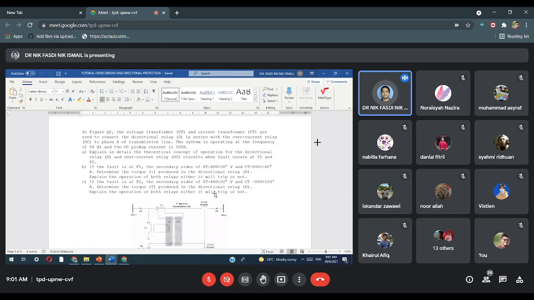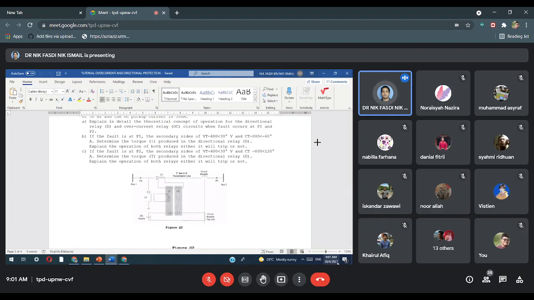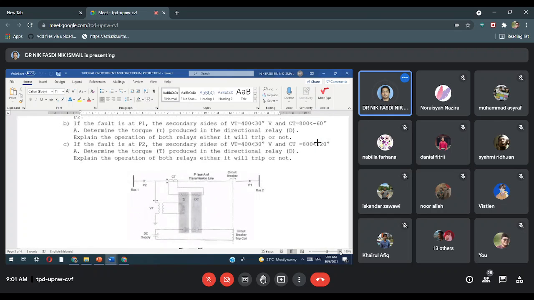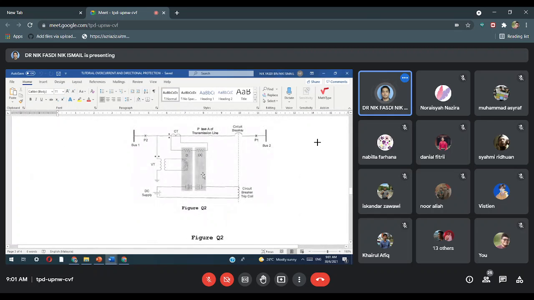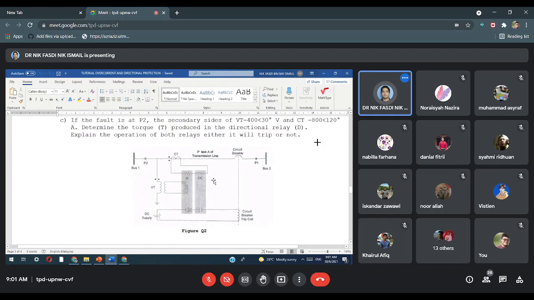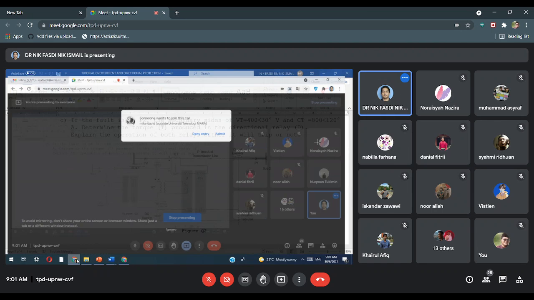Alright, in figure Q2, you see this figure. You have also seen this figure, it is a combination of directional relay and overcurrent relay. It has contacts. Simply put, this one operates based on the pickup current. This one operates based on the direction of current, forward or reverse. It just needs the forward direction.